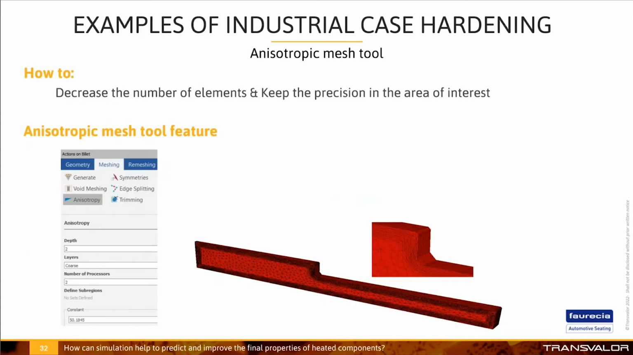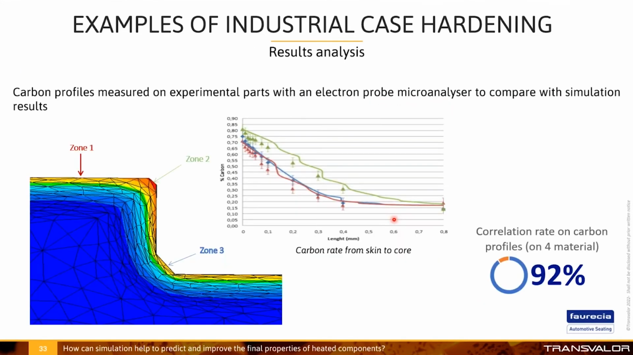During this case, we take benefit of the anisotropic mesh features that I showed you before. Thanks to this anisotropic mesh, the computation time decreases while keeping the same precision in the areas that interest us. Here we see together what happens during carburizing, and we saw that we get good results by analyzing, even if the analysis was made on 4 materials.